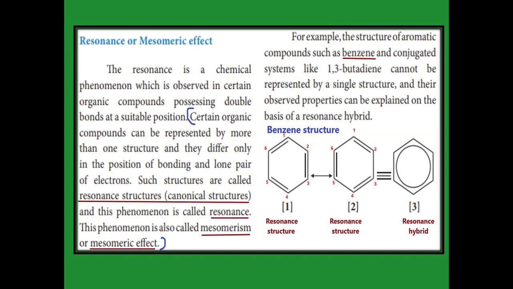In the next slide we are going to see another example, 1,3-butadiene. Here also we can't represent it by a single structure. It gives resonance structures, and the combination of all the resonance structures gives one structure, which is called the resonance hybrid structure.